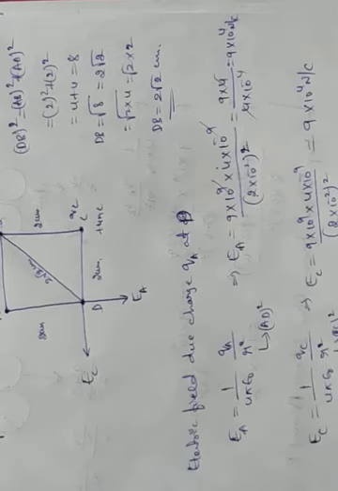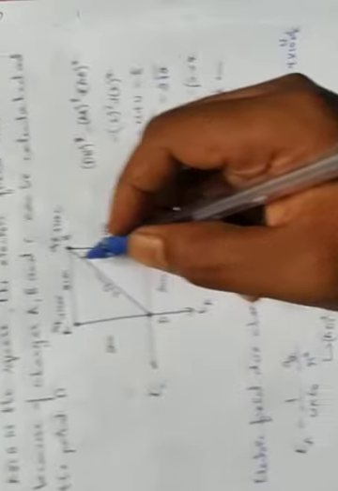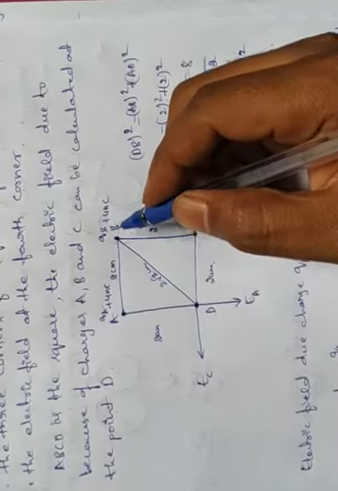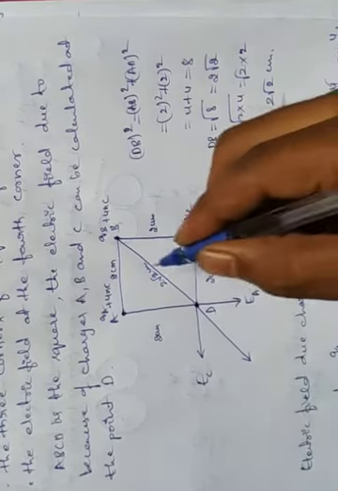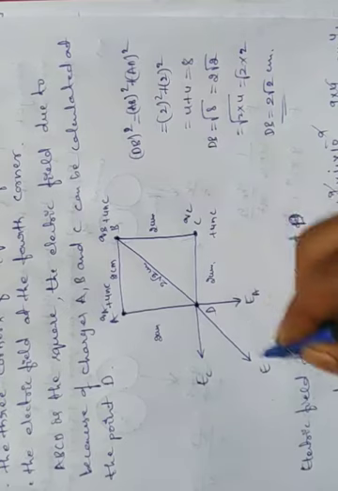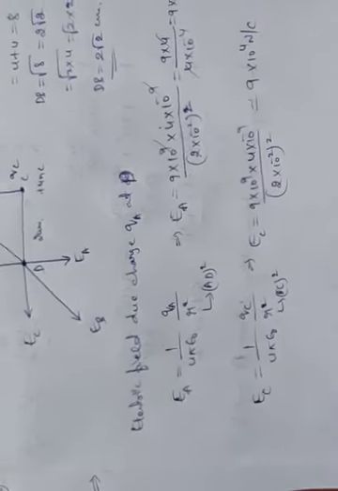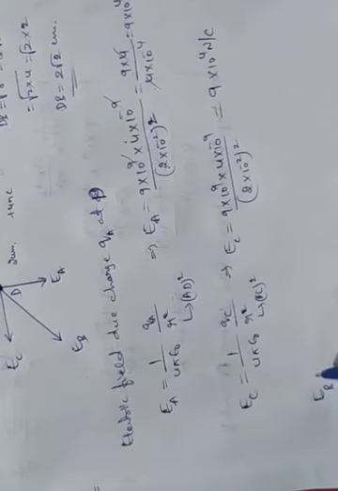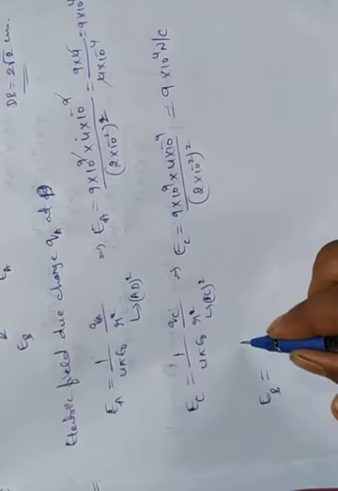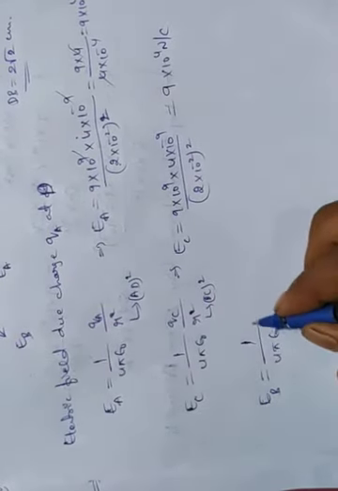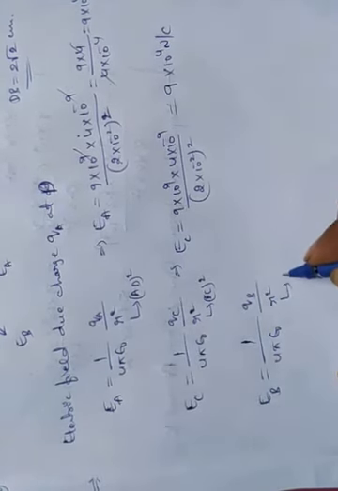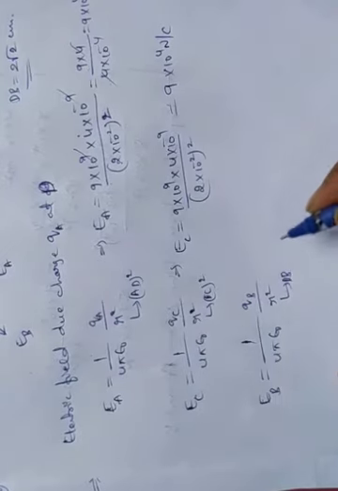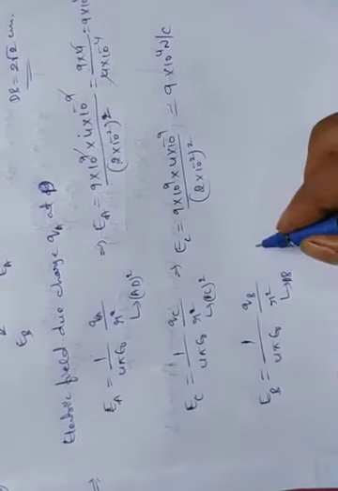Next, what is the electric field because of the charge B? Observe carefully. This is the charge B, so in this direction the electric field EB will act. We can find EB, the electric field due to the charge B, which is equal to 1 by 4 pi epsilon naught QB by R square. Here R is nothing but DB, which we already found, so we can substitute.